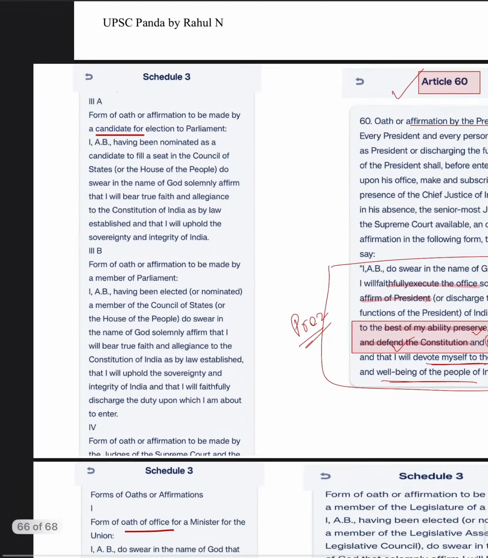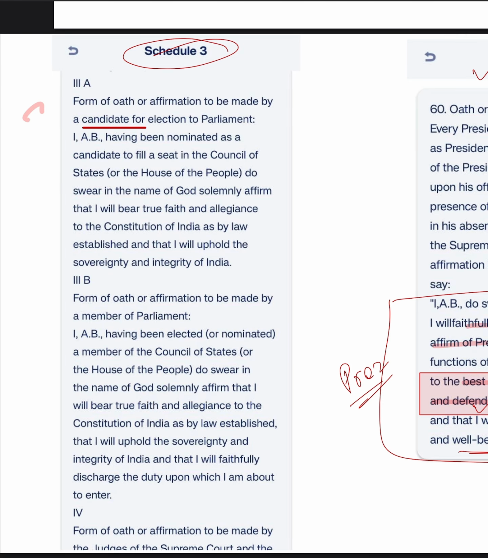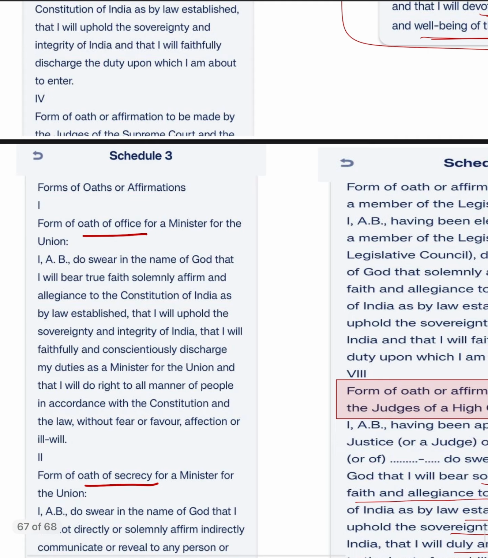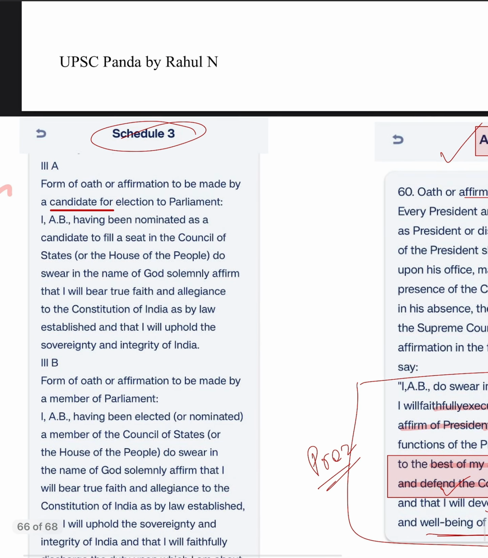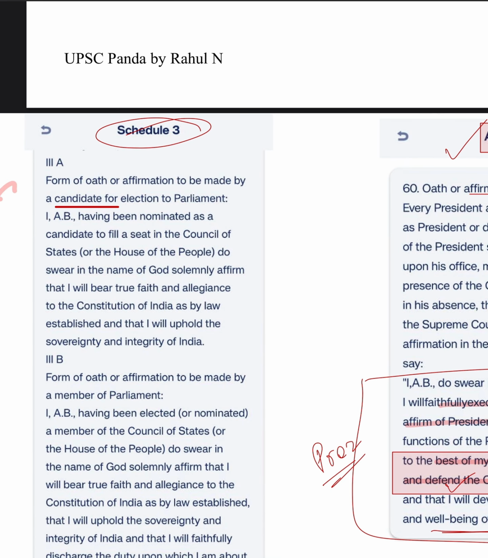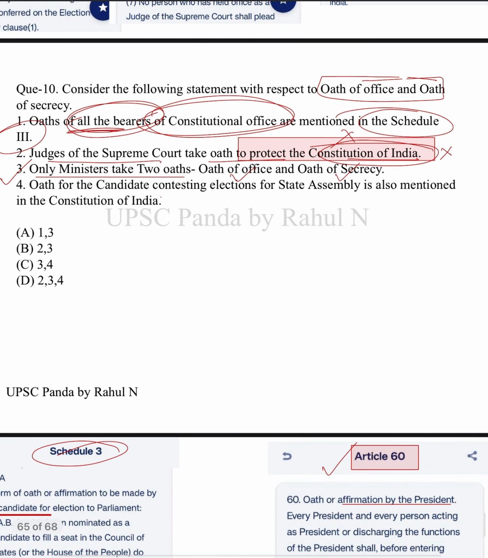Yes, correct. See, Schedule 3 आप पढ़ोगे. In Schedule 3 you will get that in the minister's case, yeah, you read this one, form of oath of office of the minister and this oath of secrecy. So केवल मिनिस्टर के केस में दो अलग अलग ओथ हैं, oath of office and oath of secrecy. बाकी सबके में oath of office होता है, because they are executive, they will maintain that.